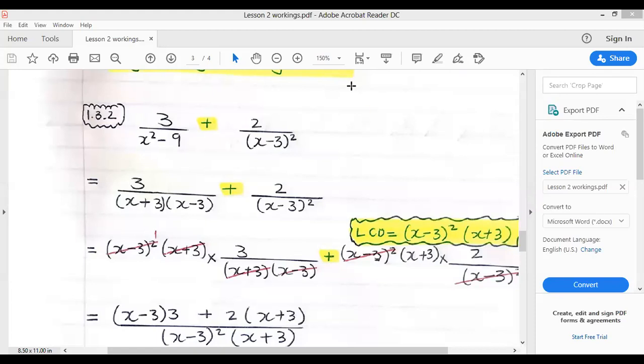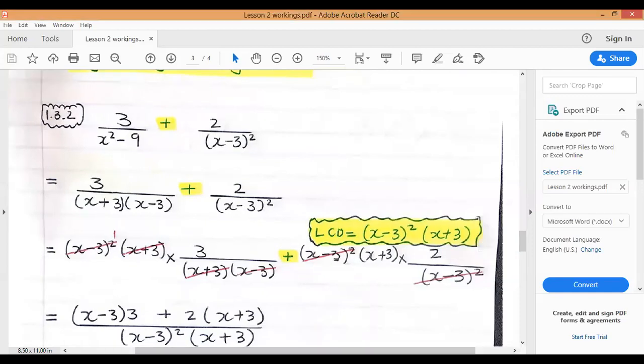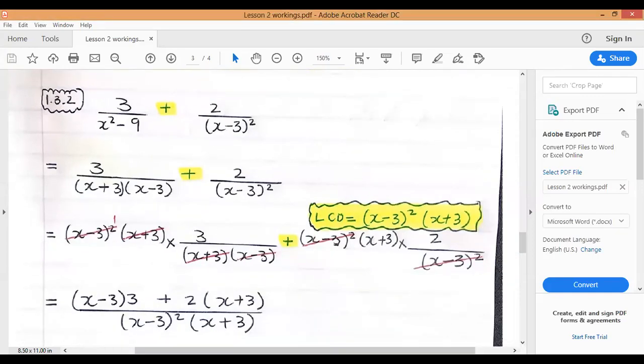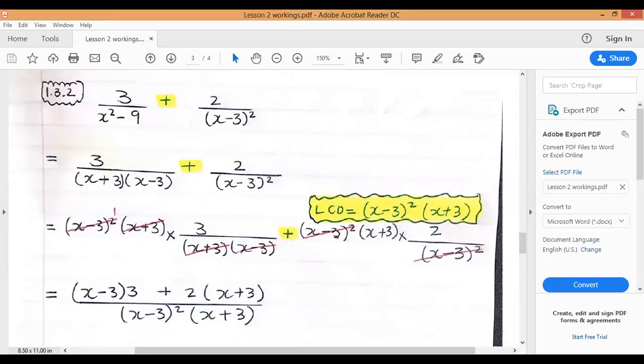Okay, cool. Let's look at this one. Here's this common one. And this one, it's because it has fractions. No wonder majority of you get confused. So you are given 3 over x squared minus 9. You are also given plus 2 over x minus 3 all squared, right?